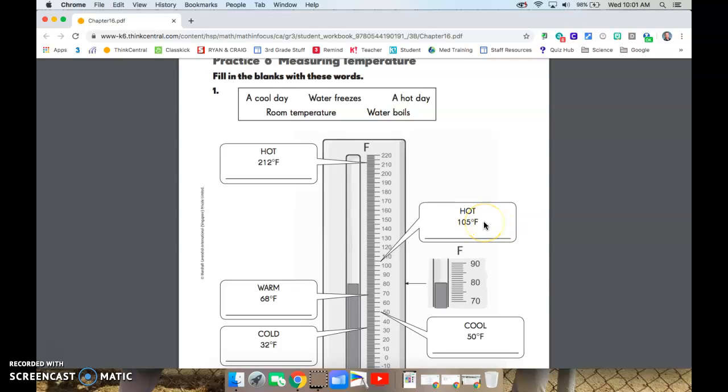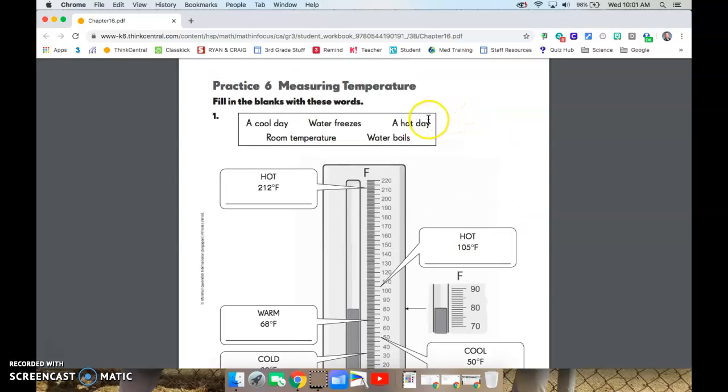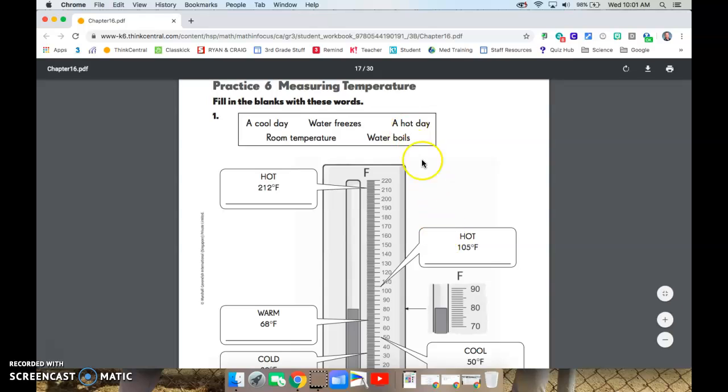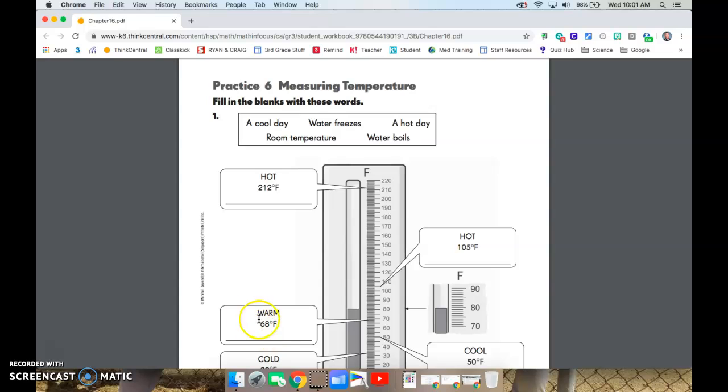Hot, 105 degrees. That's a hot day. Again, hot, hot, hot. It says hot. It's a hot day. Sweaty, yuck. All right, warm, 68 degrees.